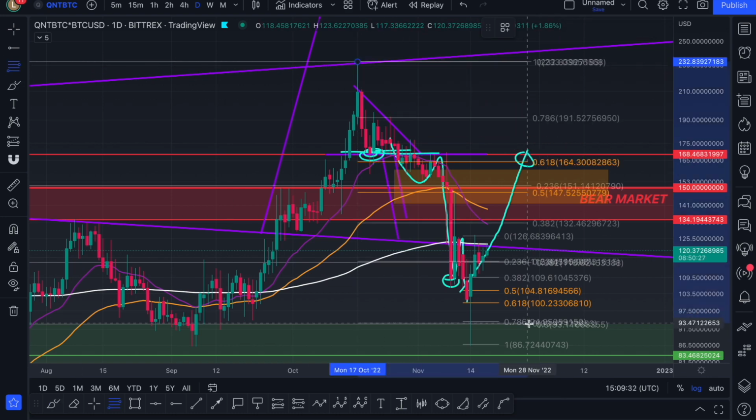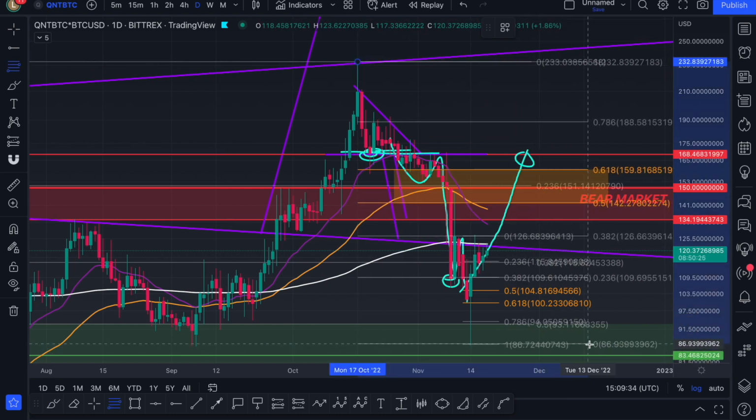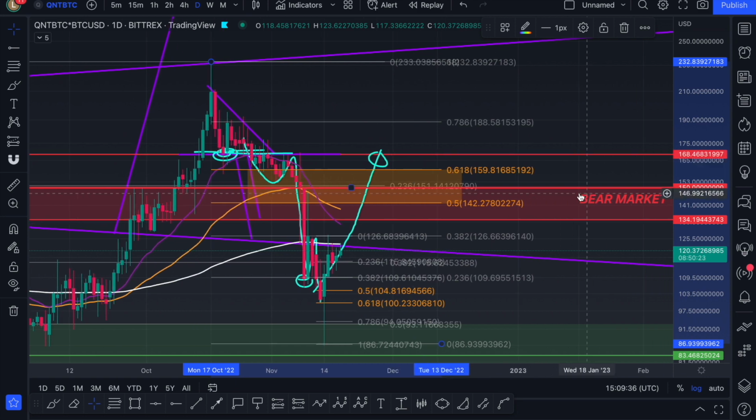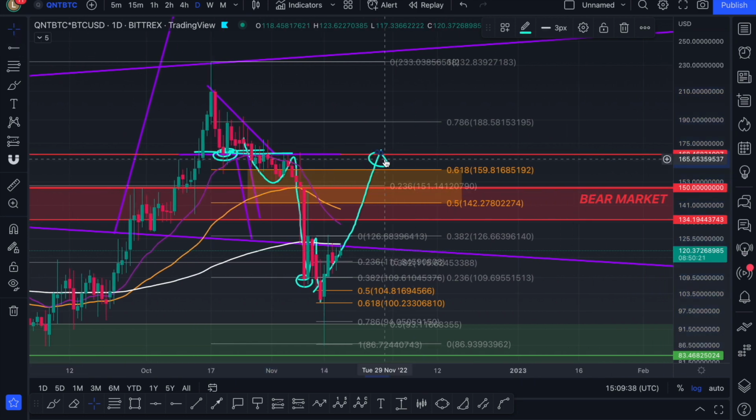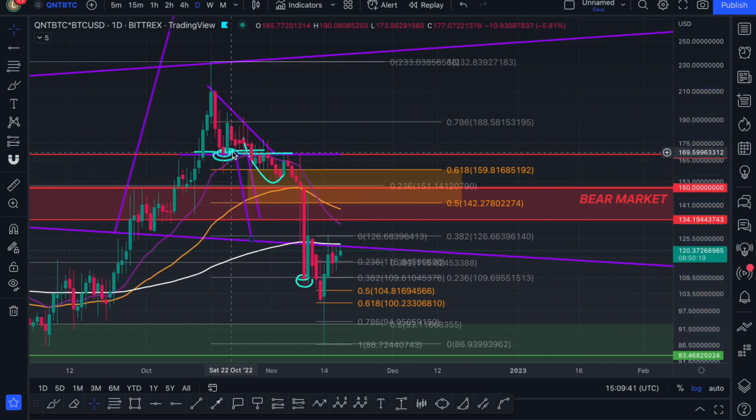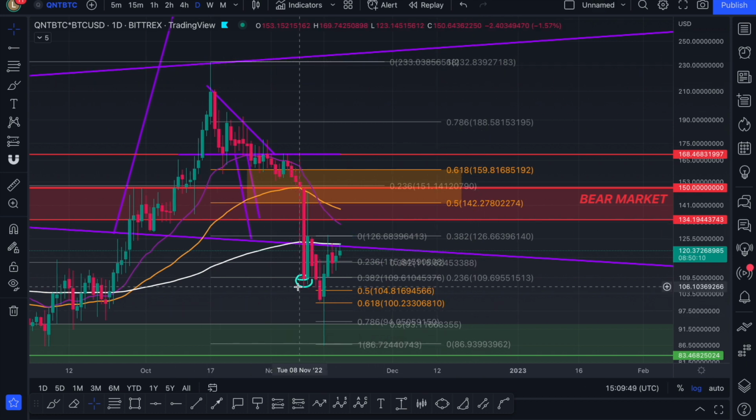So let's just double check this. There we go. So yeah, here's your golden pocket. I know it's a bit messy now. Let me just get rid of these. But yeah, you can see the 786 at about $188. And so if we're closing above that, it's going to start this journey back up to 232.